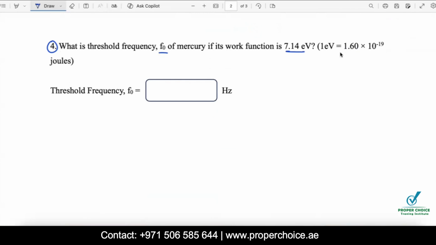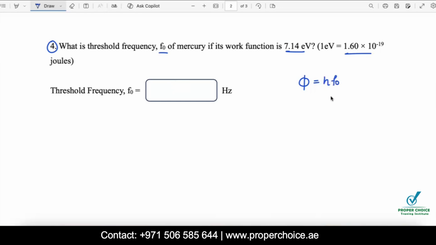And they have also given us the unit conversion. 1 electron volt equals this. Whenever it is needed, the conversion unit will be given. So now what is the threshold frequency? See, work function, whatever we have discussed in the previous question, is the minimum energy needed for the electron to eject, and that minimum energy is equal to Planck's constant times the threshold frequency.